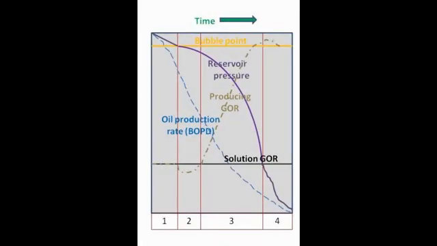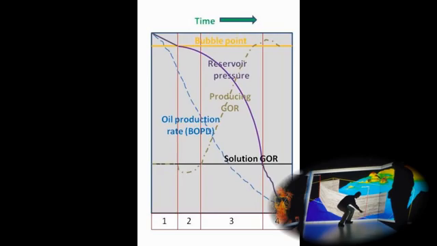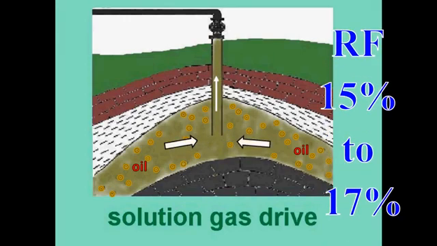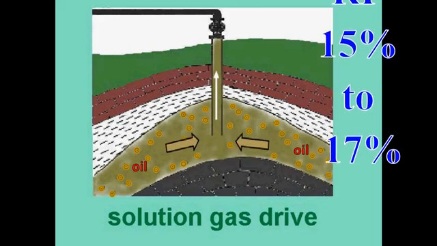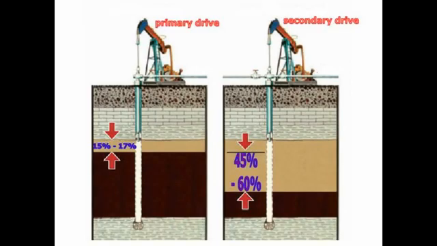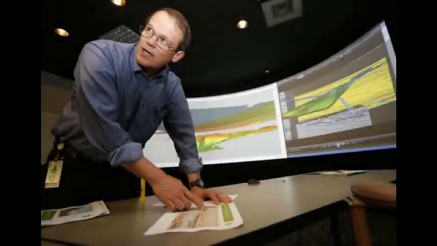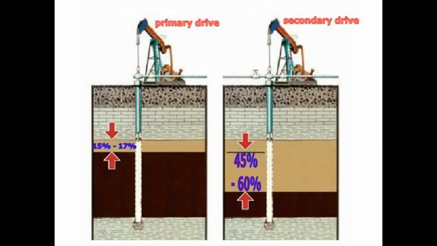As you can see in these 4 stages of a solution gas drive, oil production, reservoir pressure, and the gas-oil ratio all show characteristic changes that can be used to predict the next phase so that the reservoir can be efficiently managed. Because the recovery factor in the reservoir for a solution gas drive is usually between 15 to 17%, as I mentioned earlier, solution gas drive reservoirs usually need a secondary recovery method. Being able to anticipate the different phases helps the engineer decide on when to begin preparations for a secondary recovery.